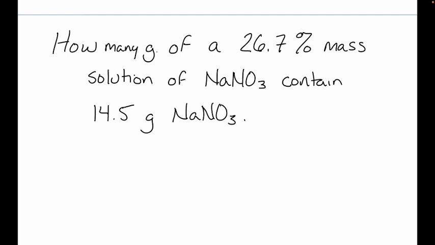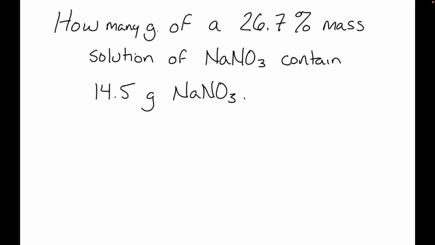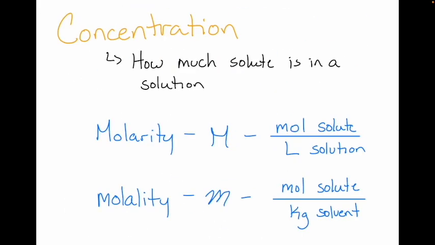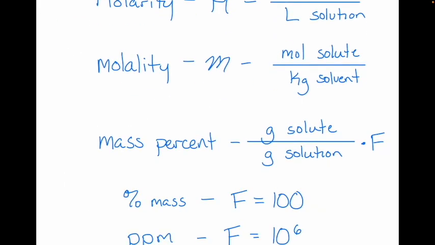Okay? So we're going to play the same game here, but these percent mass ones are a little bit trickier. So let me show you real quick how I would take 26.7% mass and turn it into something that we can use in our math here. Let's remember that our percent mass is when I take grams of solute divided by grams of solution times F, which for percent mass is 100, like a normal percentage.